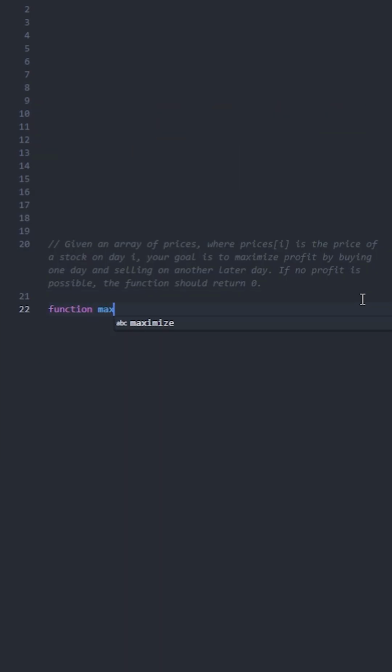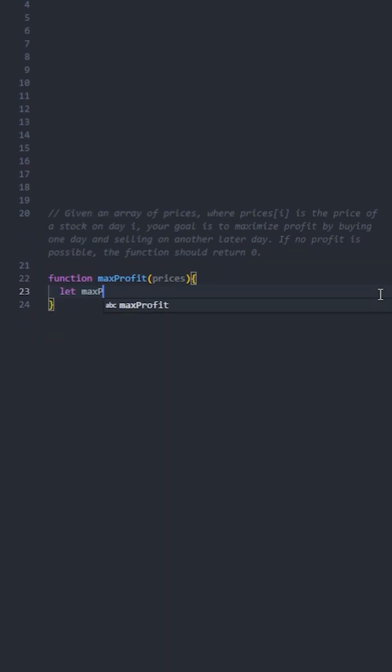Let's create a function named maxProfit. It will take an array as its argument. We will start by creating two variables: maxProfit set to 0 because initially there is no profit, and minimumPrice set to Infinity so any price we encounter will be smaller than that.